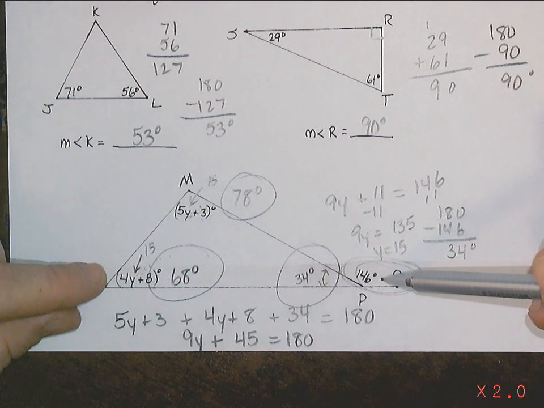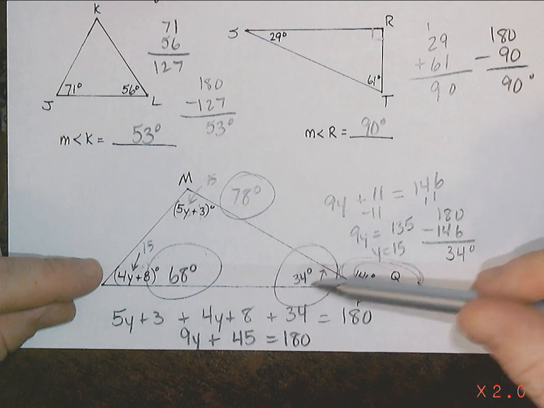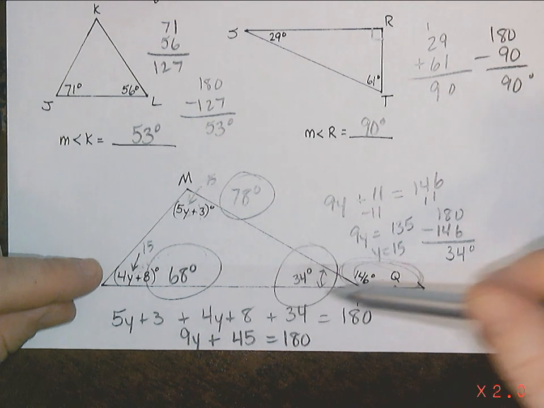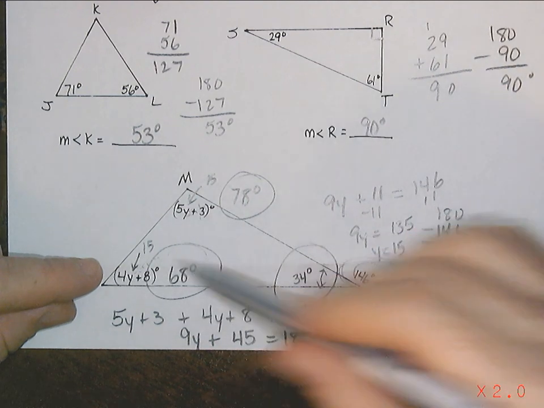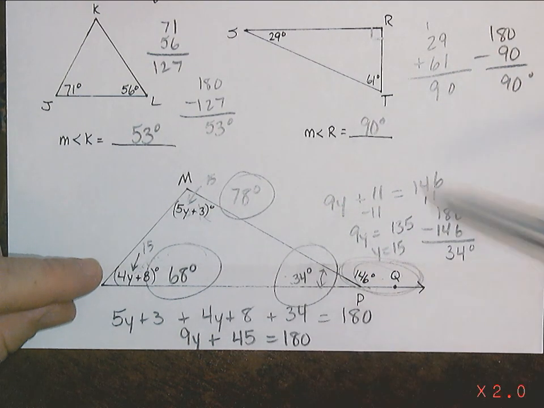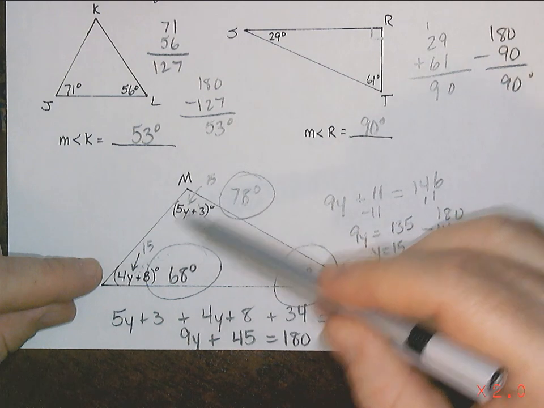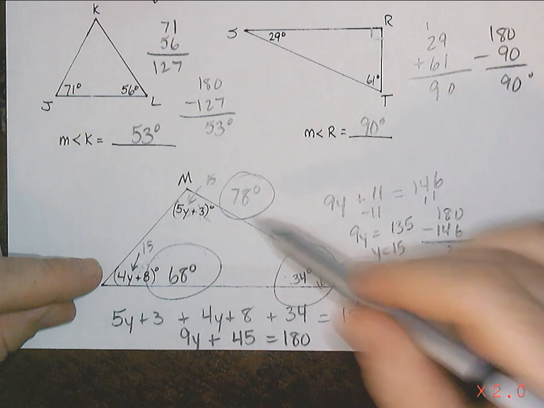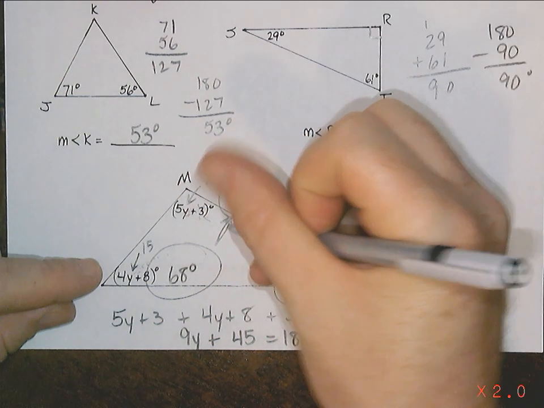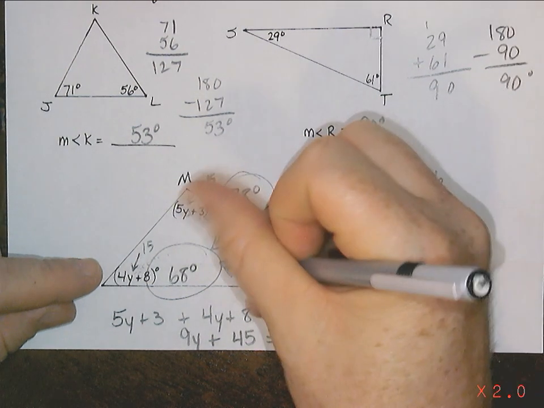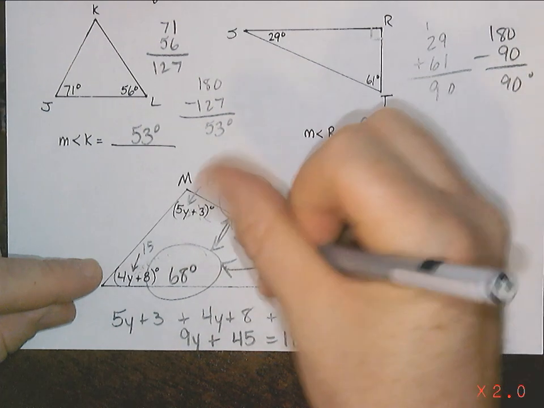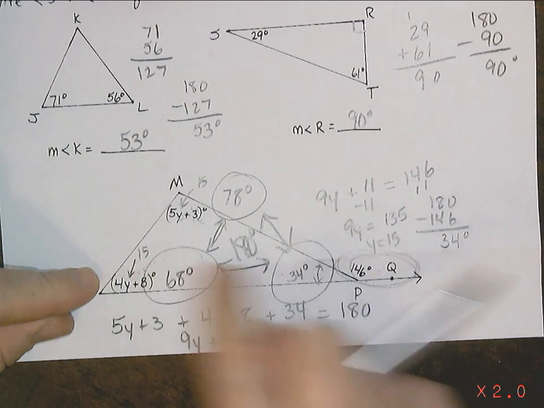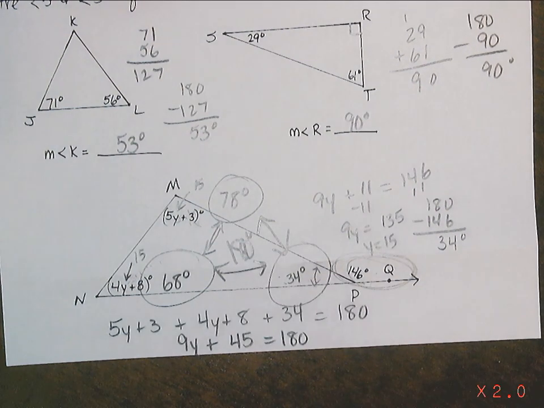Go back to this and go, okay, if this is 146, that means this has to be 34 degrees because a straight angle or a straight line is 180 degrees. Add up what you know, set that equal to 180, solve for y, we got 15 degrees, plug it back in here, plug it back in here, figure out what those angles are, and then you're done. All three of those angles, if we add them all up, we should get 180 degrees, because the triangle has 180 degrees inside. That's the sum of the interior angles of the triangle.